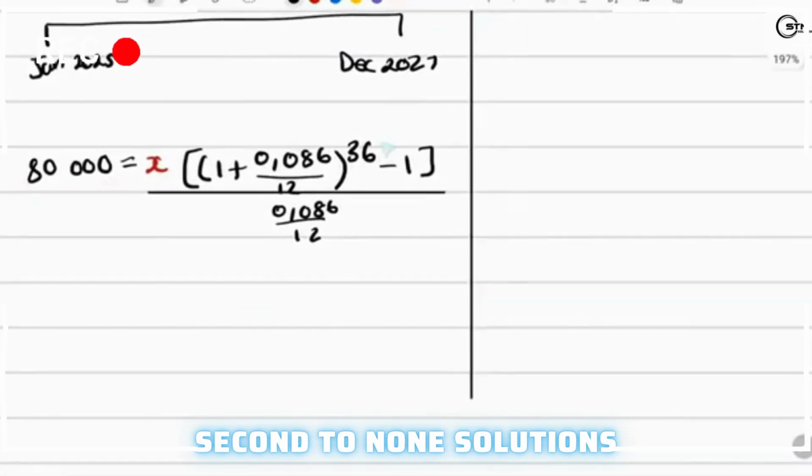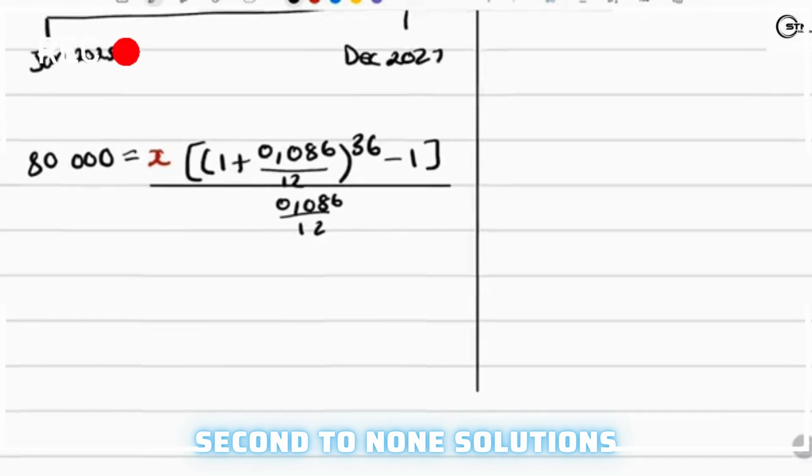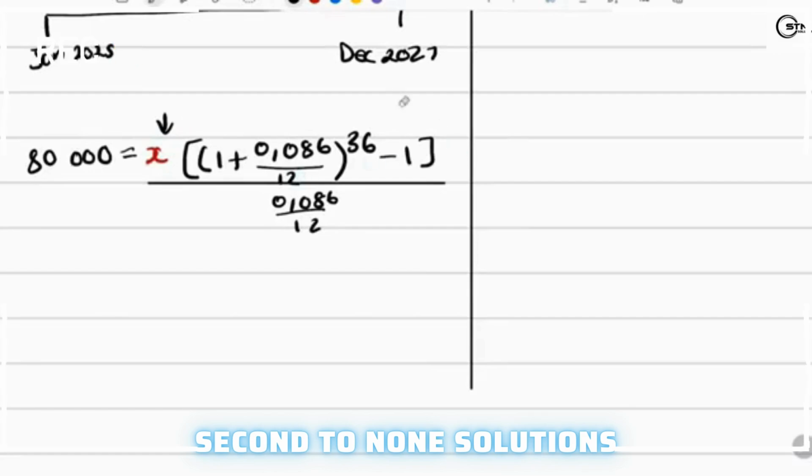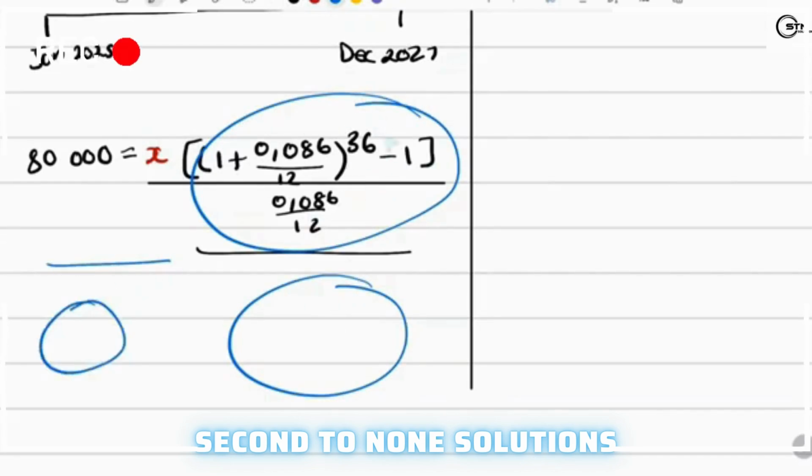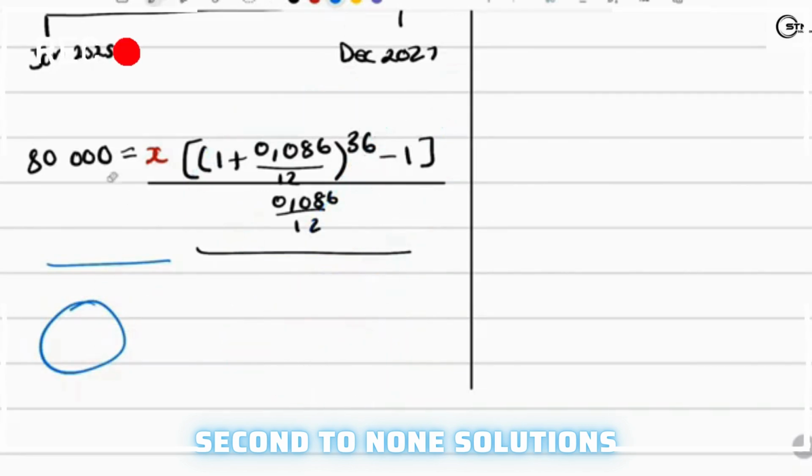I want you to see it like this. You see all of these? They're just numbers. When you simplify them, it's just going to be a number. So what we need to do is get to the x. This number, including the denominator, is being multiplied by the x. So to get rid of it, you need to divide both sides by this number. On this side they would cancel, and you would be left with the 80,000 divided by that number.